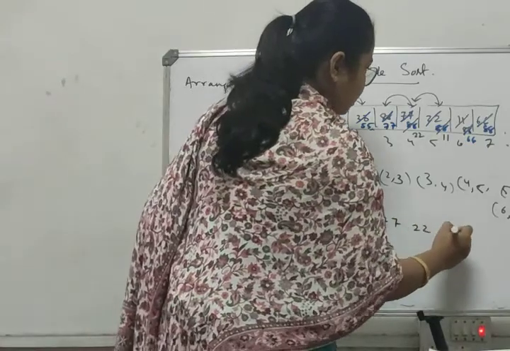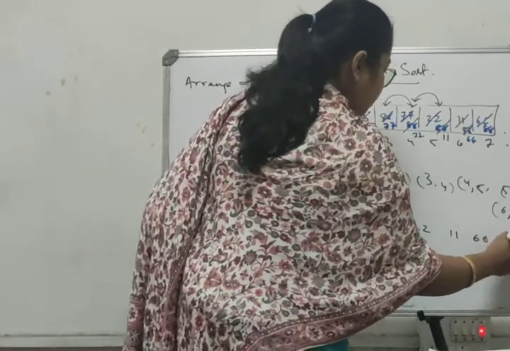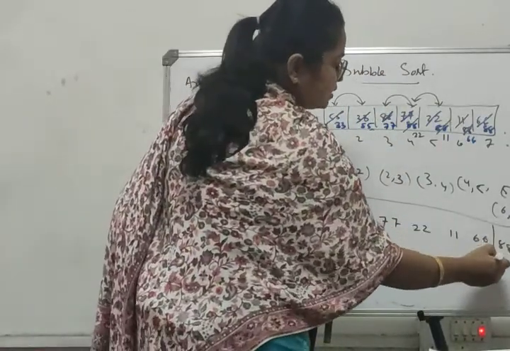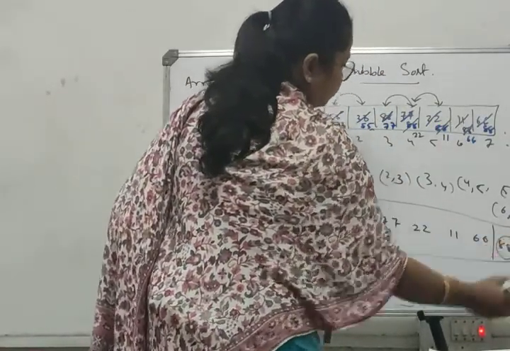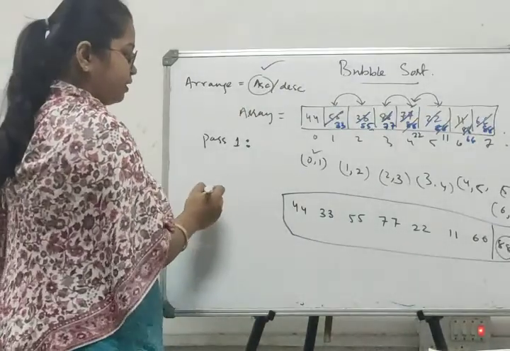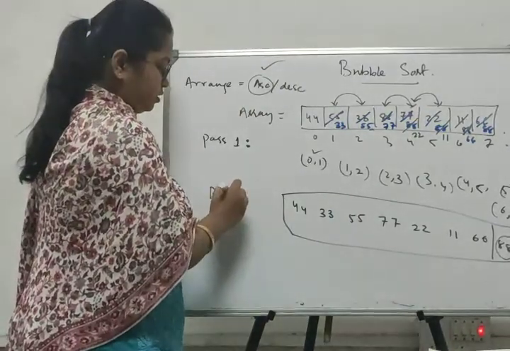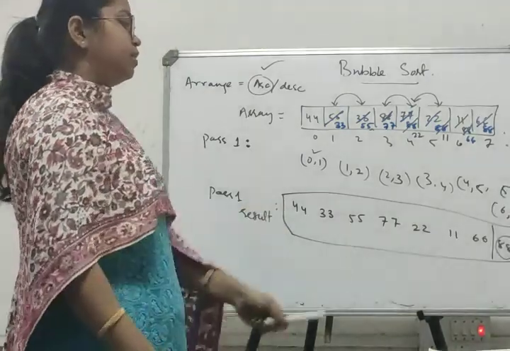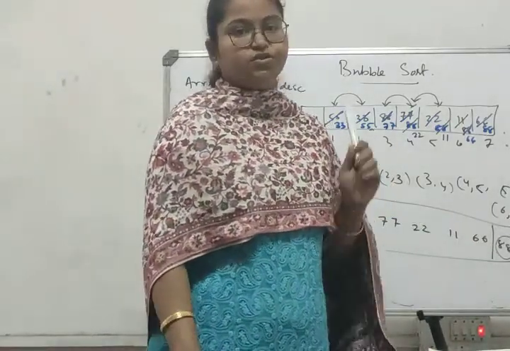77, 22, 11, 66, 80. So here, as you can see, at the end of pass 1, the highest element is at its correct position, isn't it? At the end of pass 1 result. At the end of pass 1, 88 comes to its correct position.